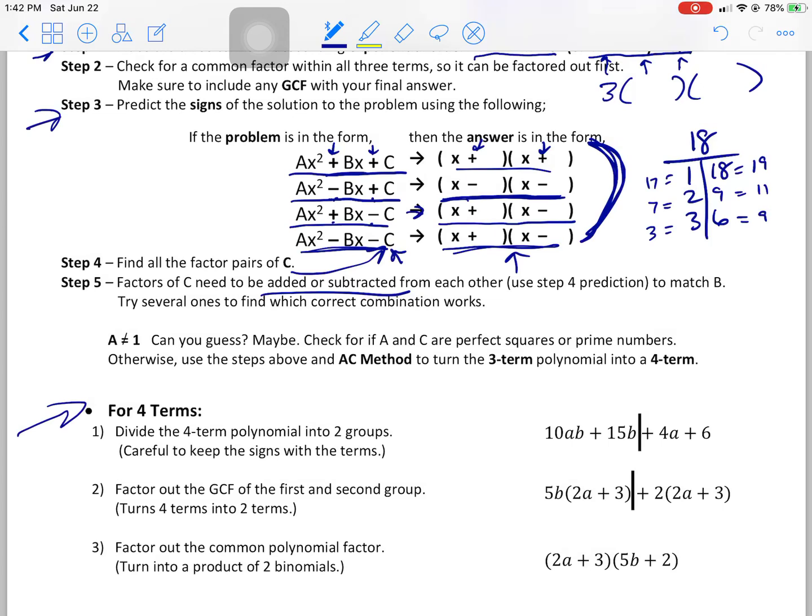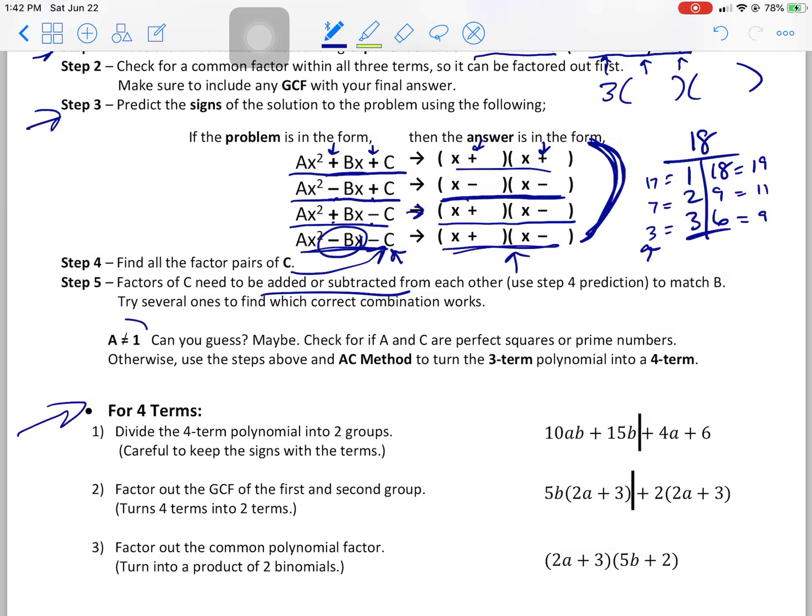All right, so it just depends. You need to add and subtract each other to match B. So if B was 3, you would use this combination of factors from 18 to get your 3. Like I said, we'll do some of them in just a second.